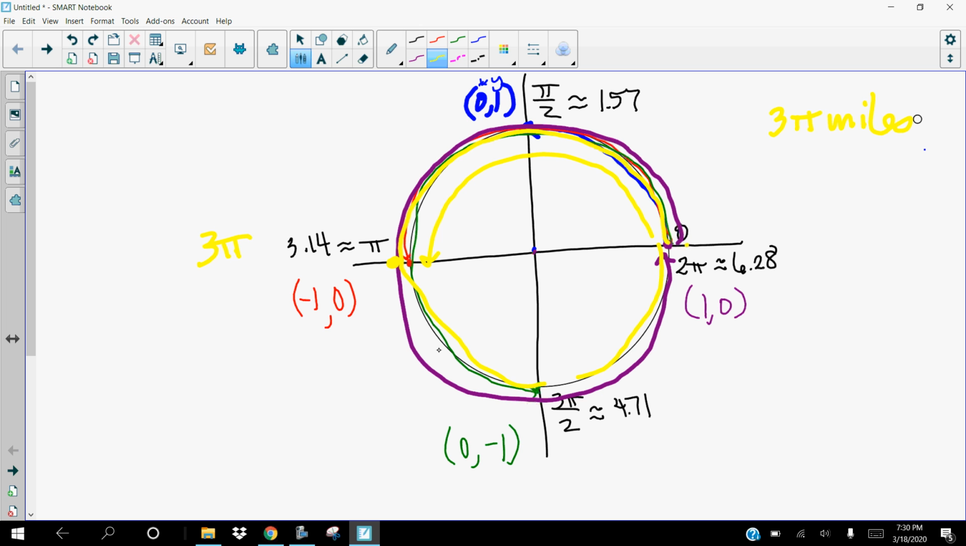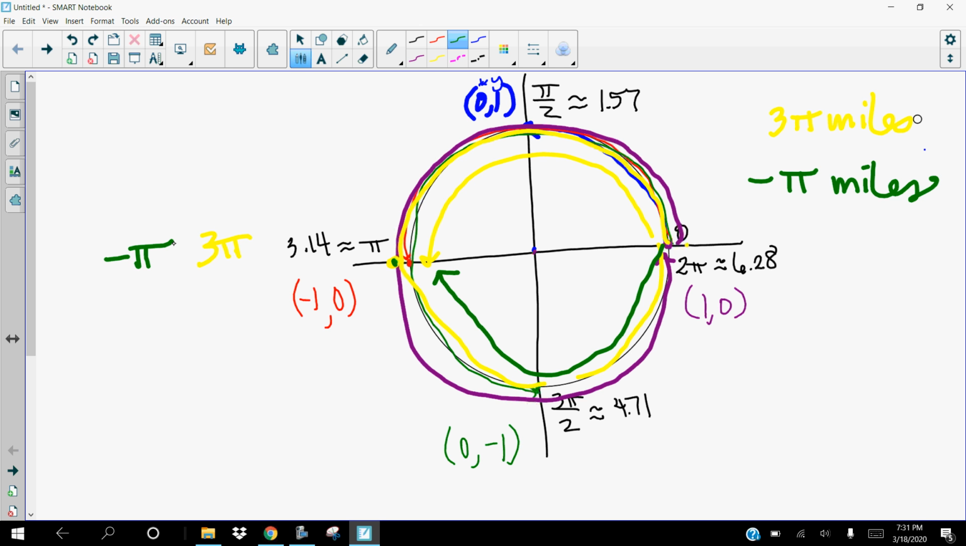Same thing if I said negative pi. Negative pi miles. Okay, let's walk that. Negative pi miles, you still start at 0. Okay, this is your starting point always. And I said negative, so you're going in the opposite direction. That negative pi miles is the same as 3 pi, is the same as pi. It's the same spot, just different mileage. Okay, same spot, different mileage. So those are all the same spot.